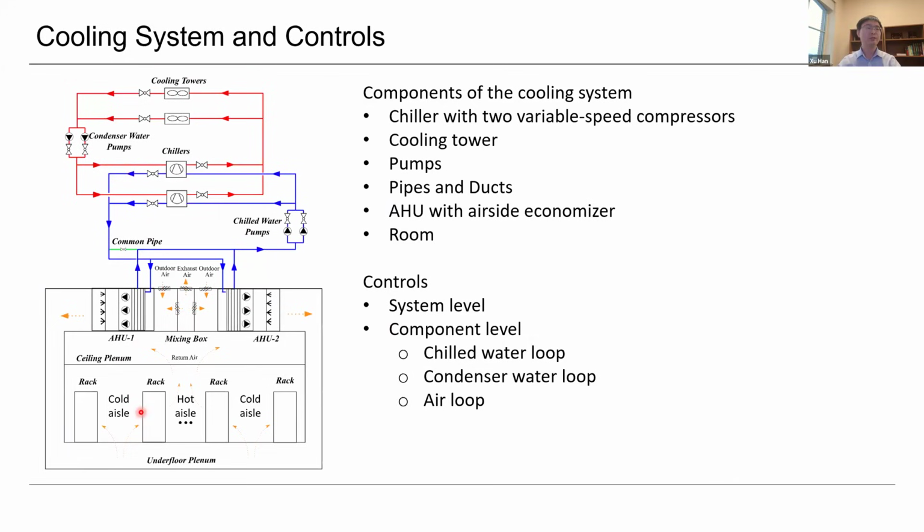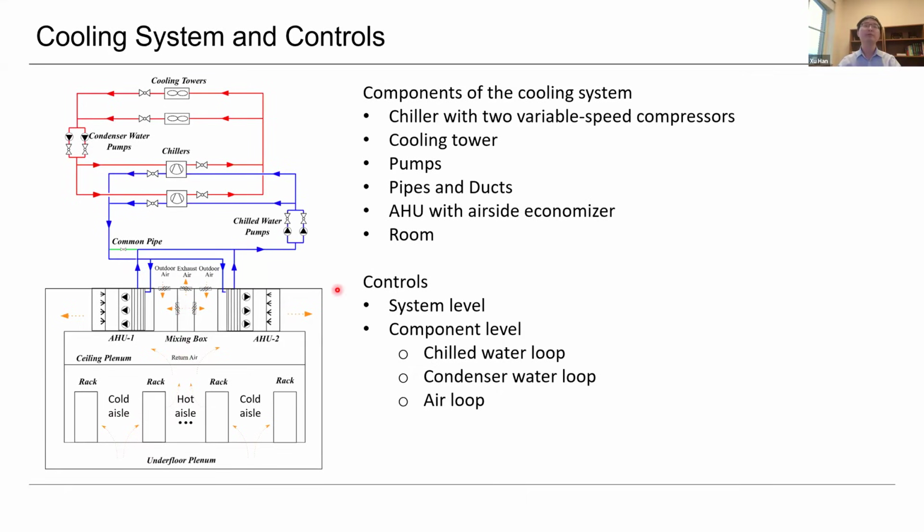So here is a schematic of the cold aisle and hot aisle I just mentioned. For example, this is the underfloor plenum. The chilled air goes through here. This is the perforated tile, and it goes to the cold aisle and then goes through the rack and is exhausted to the hot aisle. Okay, and then goes to the ceiling plenum. Eventually it goes back to the AHU.